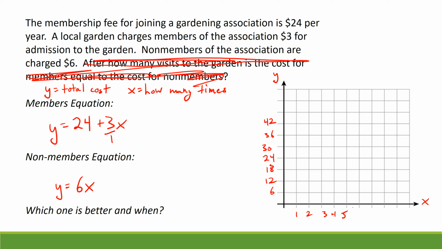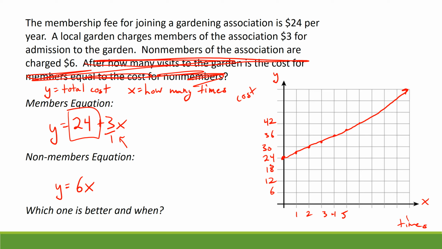So keep in mind, on the x-axis, this is going to be how many times we're visiting, and the y-axis is going to be the cost. And let's graph these equations. The members equation, the y-intercept is 24, so I'm paying 24. And I'm going up 3 and over 1. Keep in mind that since I'm scaling by 6, whenever I go up 3, it's kind of like going up half a grid line. So up 3 over 1, up 3 over 1. Here's my line. And remember, this graph could go on forever depending on how many times I visit.